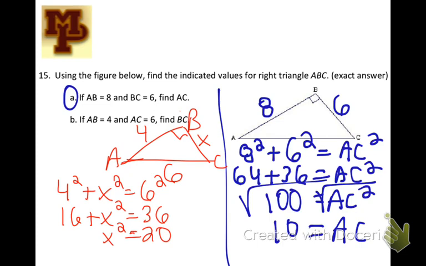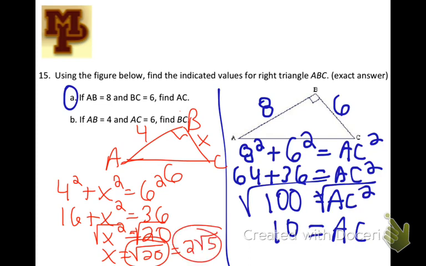So good answer, X is the square root of 20. If you know how to, it says exact answer. So square root of 20 is an exact answer. You can also simplify the radical, so I'm not going to go into totally simplifying the radical right now, but it's 2 square root of 5, and that is BC. So remember I labeled the X as BC, so that's your BC.